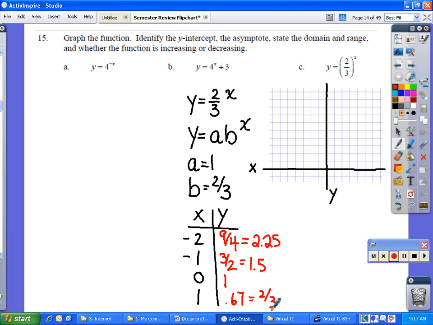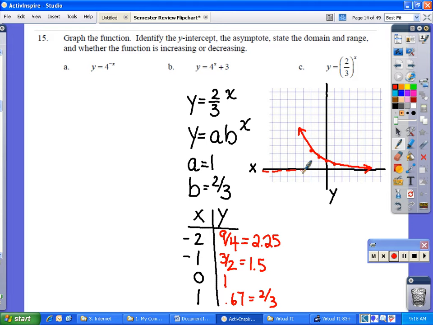Okay, so now let's put a few of these on our graph and see if we can get an idea of what our graph looks like. Remember, we said this function would be decreasing, and we've got at -2, 2.25, at -1, 1.5, at 0, we have 1, that's our y-intercept, and at 1, we have 2/3, or 0.67. Notice that our graph is decreasing, not as quickly as it was in part A, and it is also approaching the asymptote of y equals 0. We can get more values later, but you get the idea of the shape here.